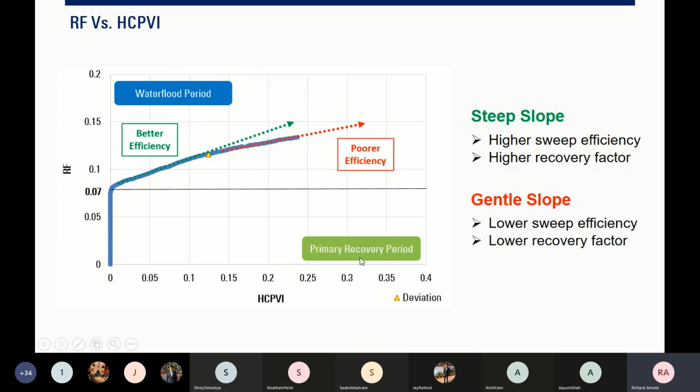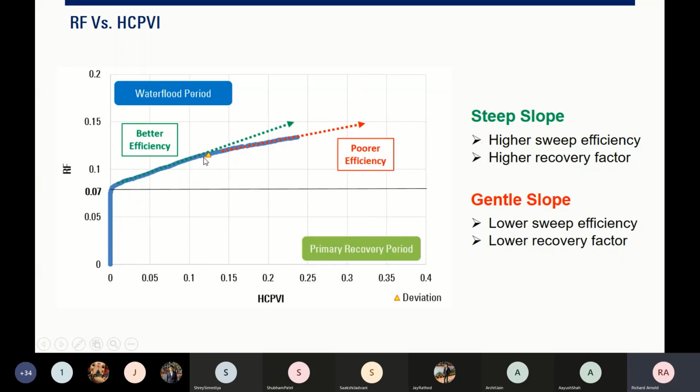First, we will start in primary recovery period, so there is no pore volume injected. That's why this pore volume injected is, of course, zero within our primary recovery period. And after the injection, it will move like this one. If you have steep slope, in this case, steep slope means higher sweep efficiency and higher recovery factor. But something happens within this time that changes the slope. Maybe water breakthrough, maybe water recycling, we don't know.